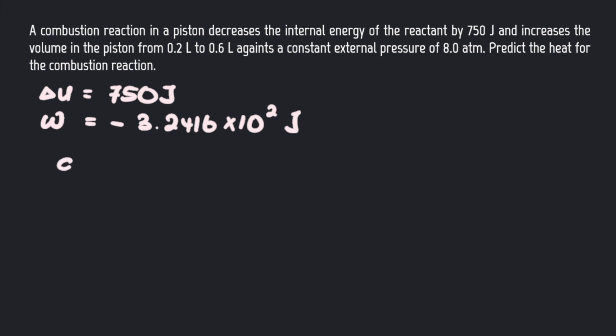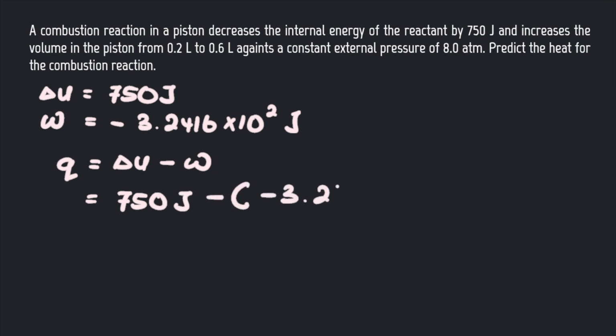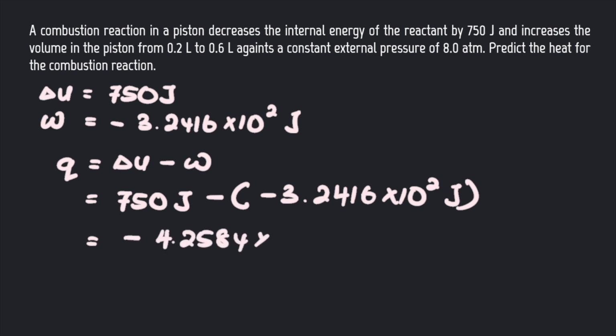Therefore, you can calculate the value of Q, which is equivalent to delta U minus W. So your delta U is 750 joule minus negative 3.2416 times 10 to the power of 2 joule. Therefore, you will get your Q is equivalent to negative 4.2584 times 10 to the power of 2 joule. So this is the final answer for the third question.